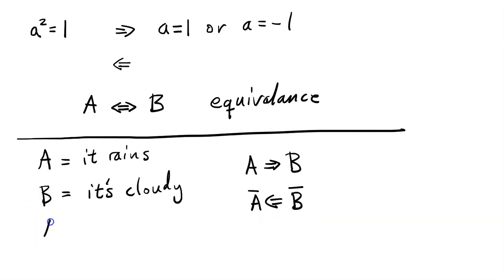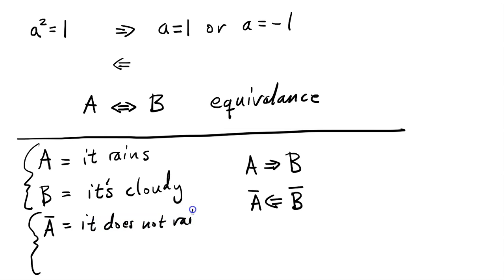So for example, what does that mean in this case? So what is negation of A here? It rains. That it does not rain. And B is it's not cloudy. So this means here then, in this case, it's not cloudy. So if it's not cloudy, then it must follow that it does not rain. So you see that in this case, it's not cloudy logically implies that it does not rain.